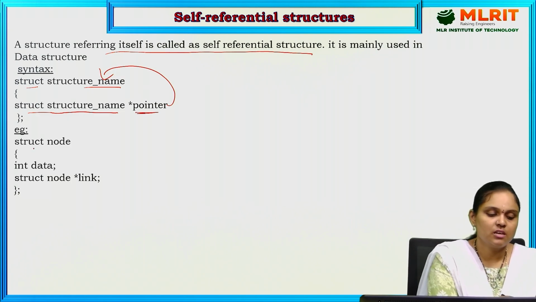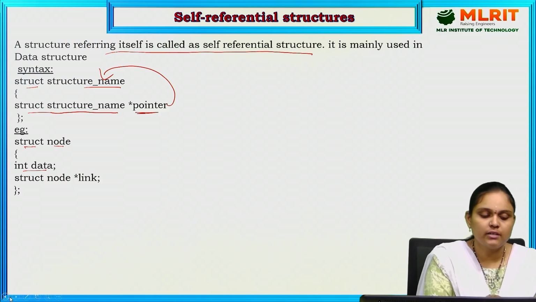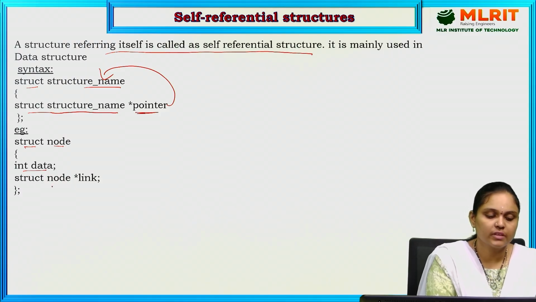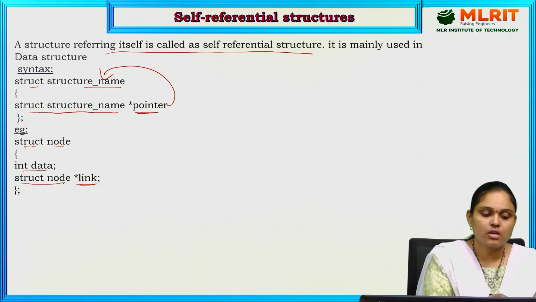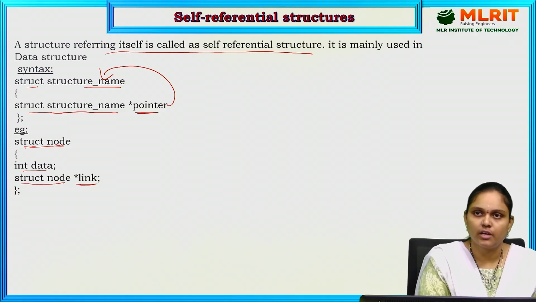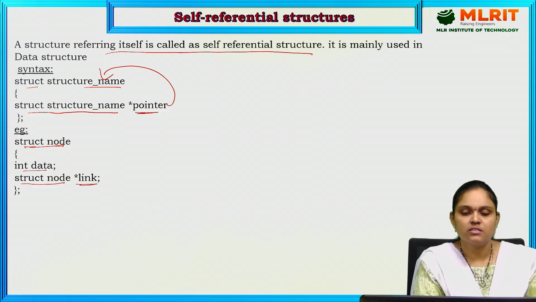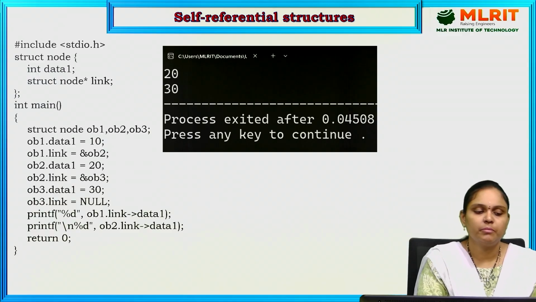So this is an example: struct node, int data. So one data value we are storing, and next to that data value we have one pointer variable, and that pointer variable is of the same structure type, the same struct node type. So that is pointing to the same structure itself. This referring to itself is called a self-referential structure. So here is one example program for this.